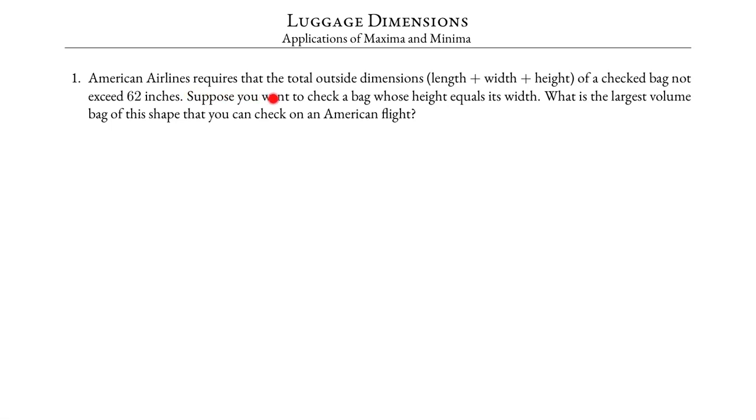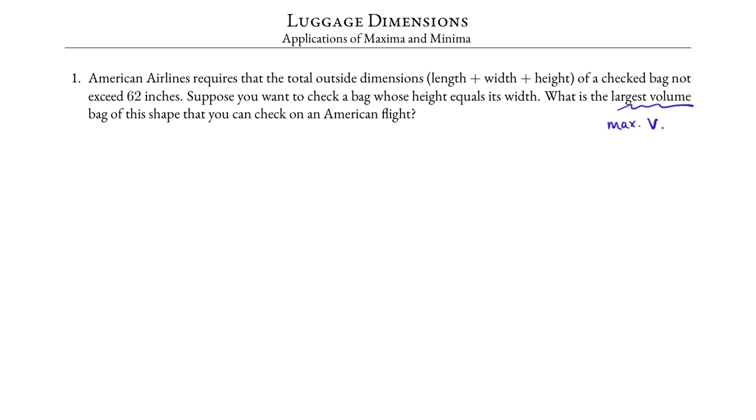American Airlines requires that the total outside dimensions, length plus width plus height, of a checked bag not exceed 62 inches. Suppose you want to check a bag whose height equals its width. What is the largest volume bag of this shape that you can check on an American flight? We're looking for the largest volume, meaning that we need to maximize the volume.